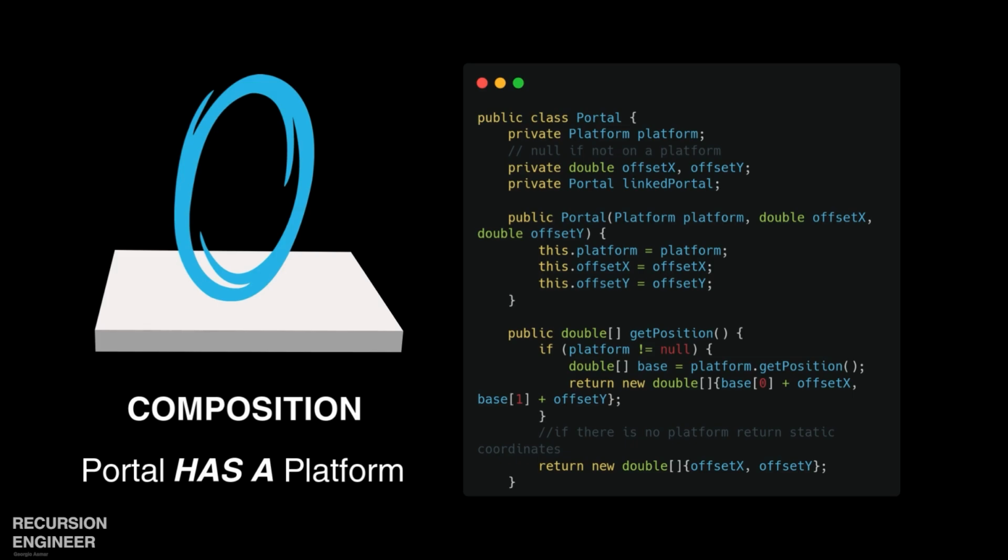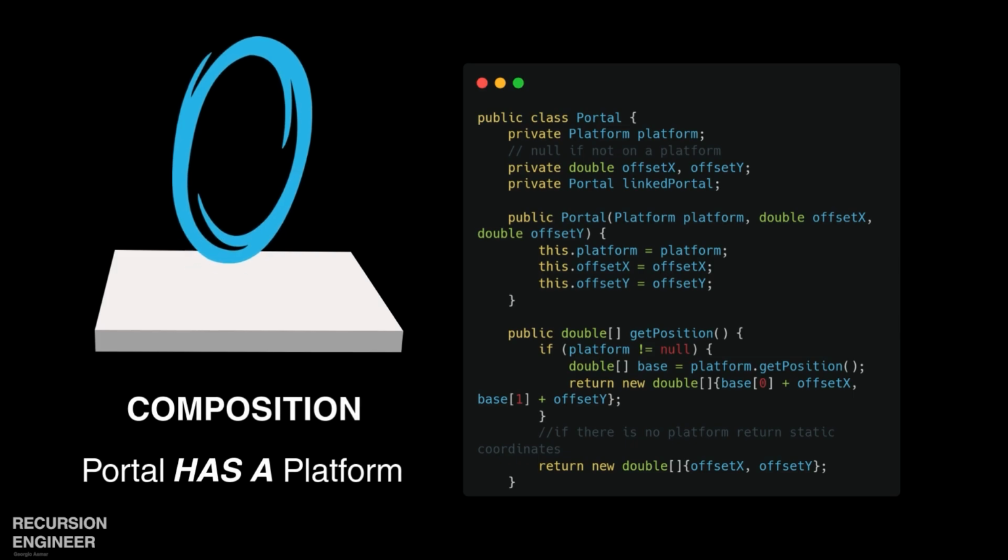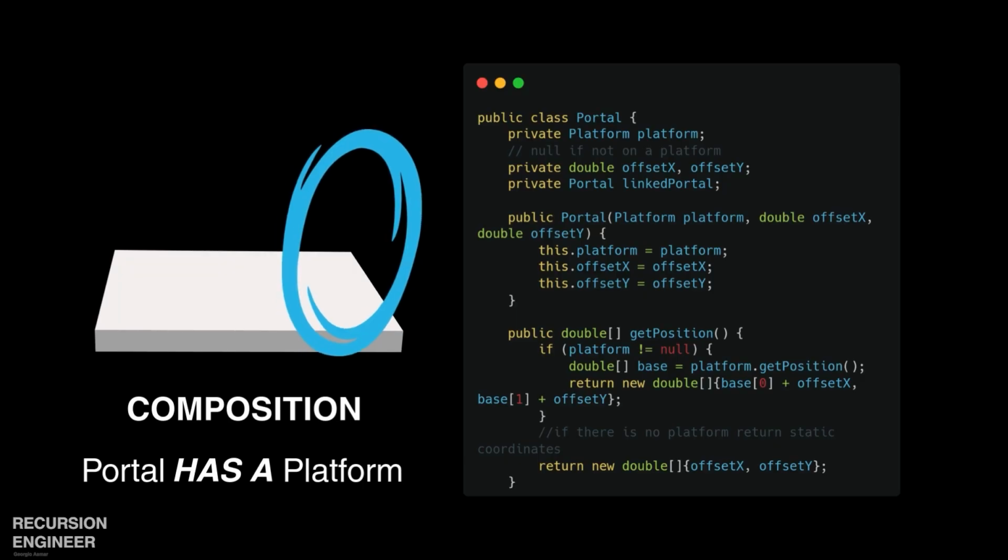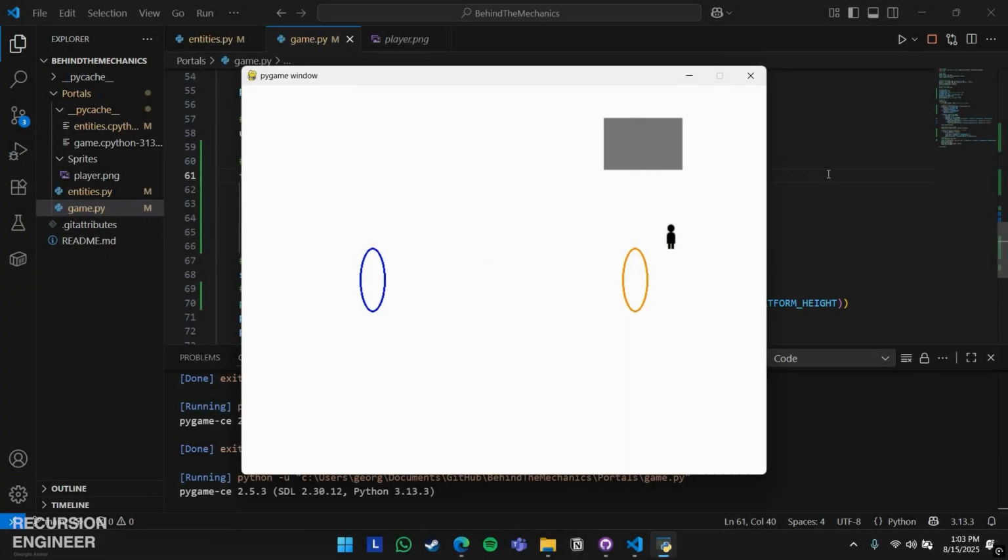All we need to do is add that with the static offset, which represents the portal's position relative to the platform's origin. Here is the updated demo.